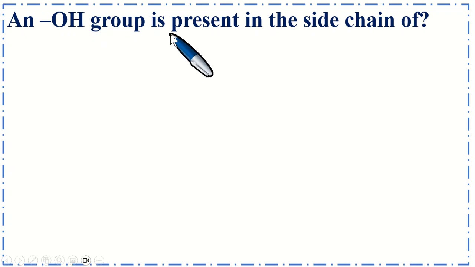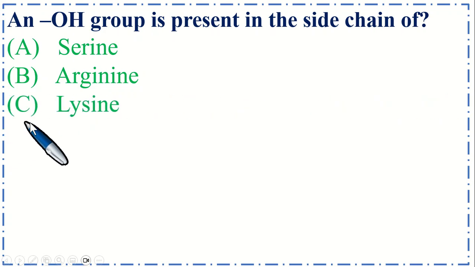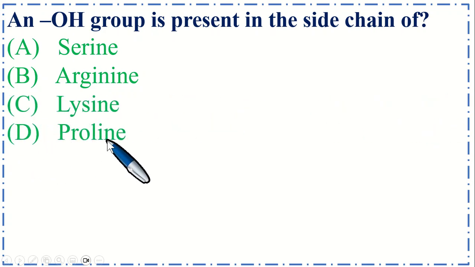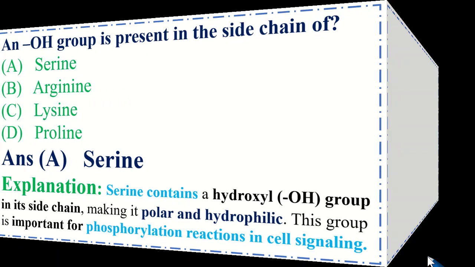An OH group is present in the side chain of: option A, serine; B, arginine; C, lysine; and option D, proline. So the correct option is A, serine. Serine contains a hydroxyl OH group in its side chain, making it polar and hydrophilic. This group is important for phosphorylation reactions and cell signaling.